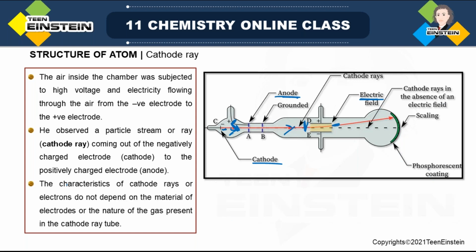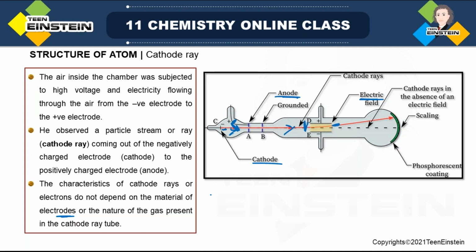The characteristics of cathode rays, which are nothing but a stream of electrons, do not depend on the material of the electrodes. So what kind of material you have taken is not important here. Also, the characteristic of this ray does not depend on what type of gas you have taken in this tube. You can take different types of gas, but the characteristics of these cathode rays do not depend on the nature of the gas. That means there is something which is not dependent on the electrode, nor on the nature of the gas that is present.